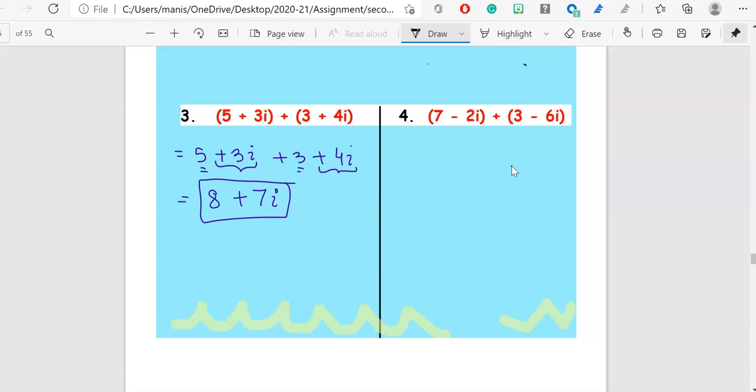Let's try this problem over here. Now, is there a minus sign? No, it's a plus sign over here, so things become a lot easier for me. I can still combine the like terms. 7 plus 3, that's your 10.